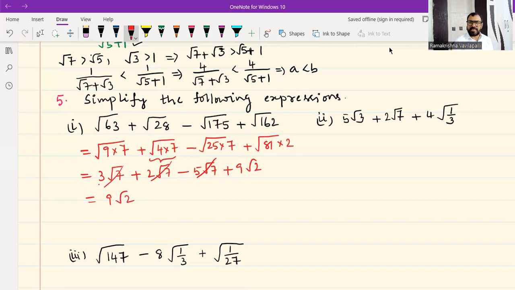Consider the third example; you try to solve the second one. The third one is root over 147. In the second one there is root over 1 by 3, and this is root over 1 by 27. So we have to express this 147 as some perfect square times some number.